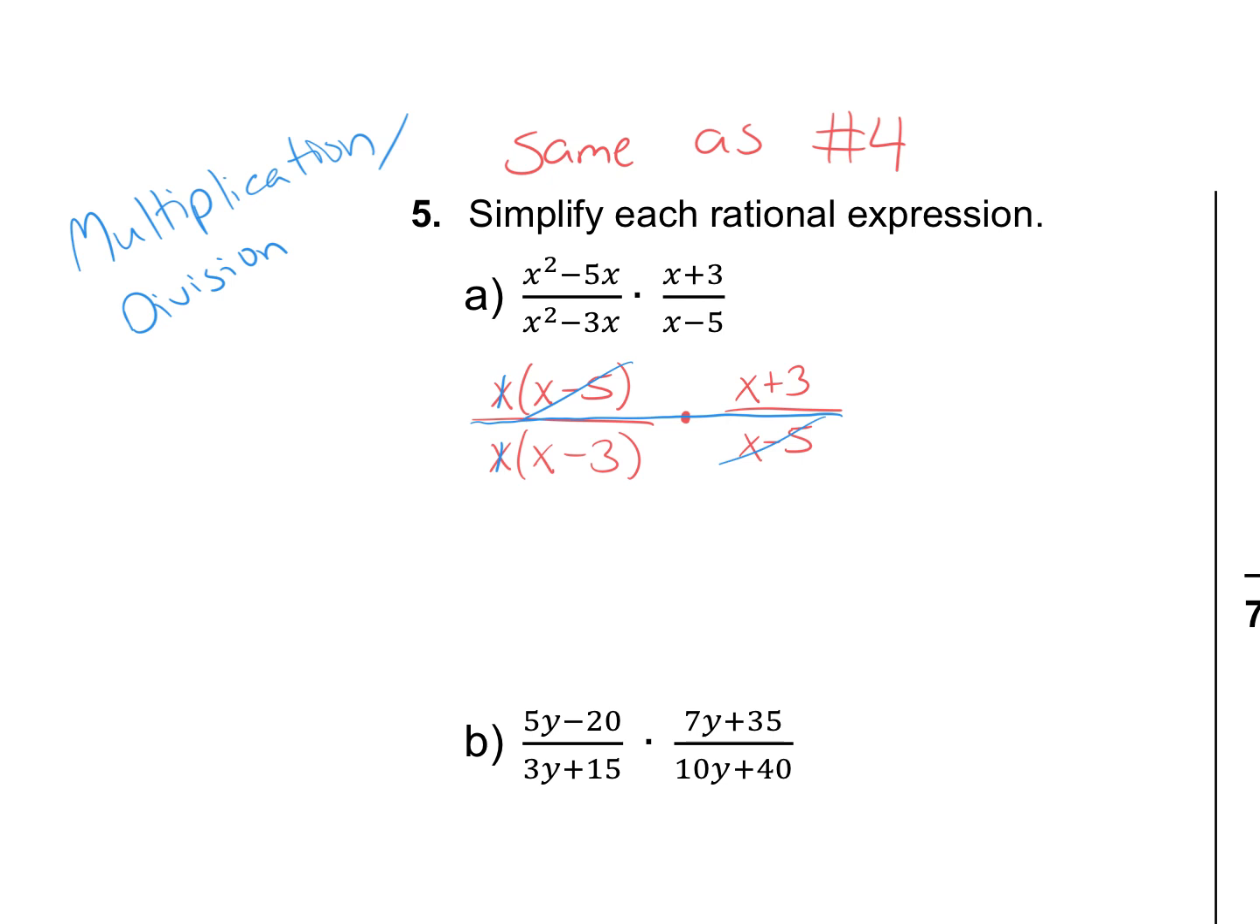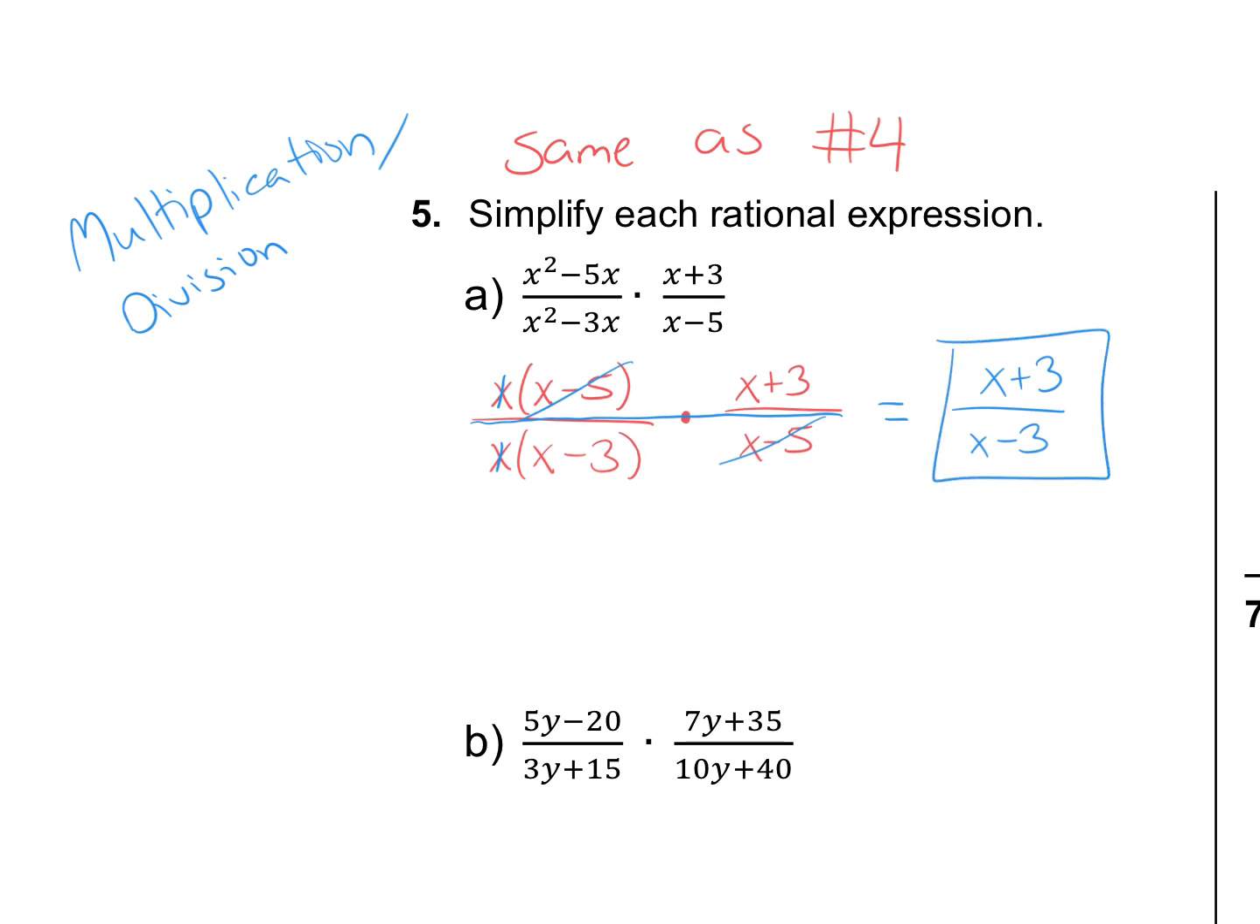Can x minus 3 and x plus 3 cancel? No. Why not? They're not the same. So what is left? x plus 3 over x minus 3. Since x minus 3 is on the bottom, it has to stay on the bottom.